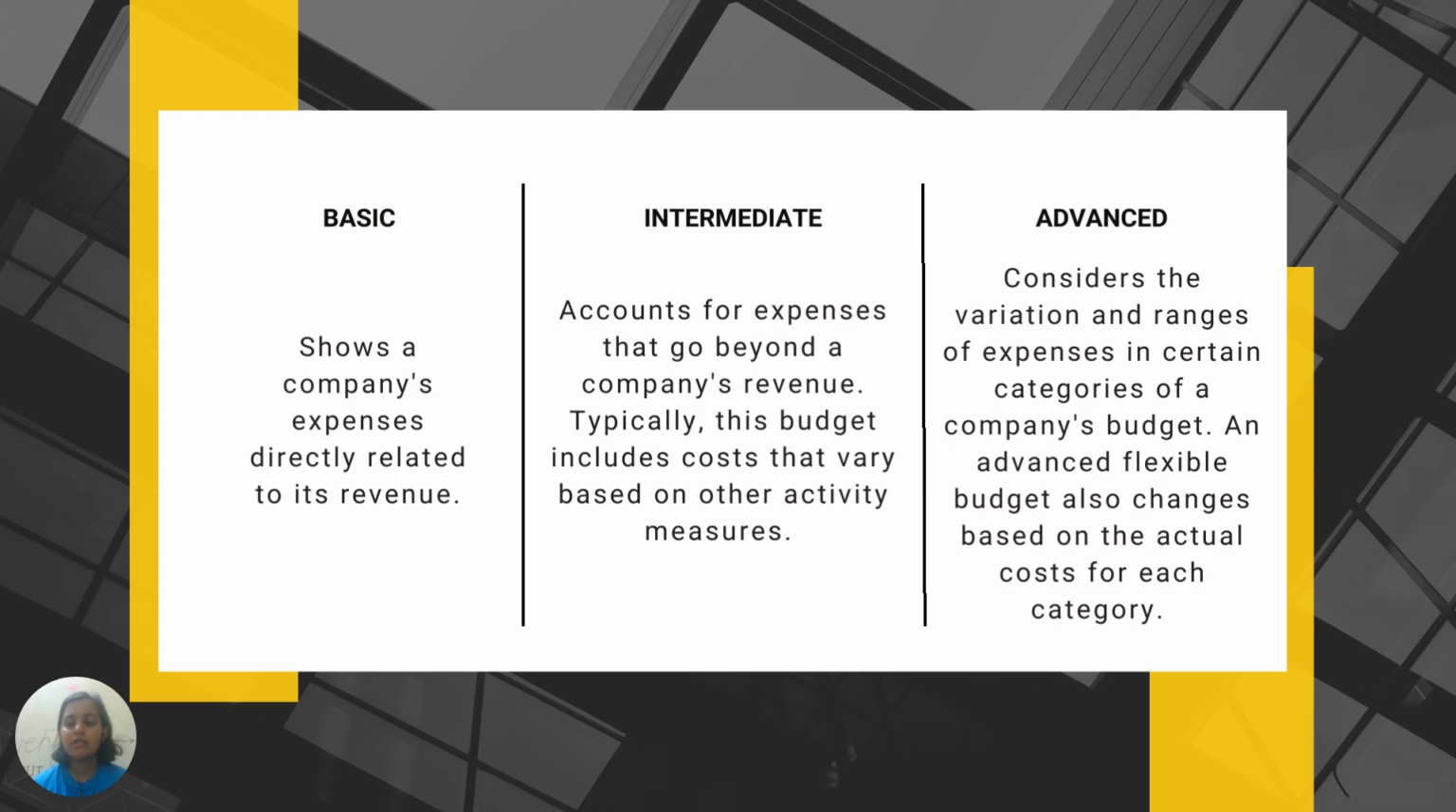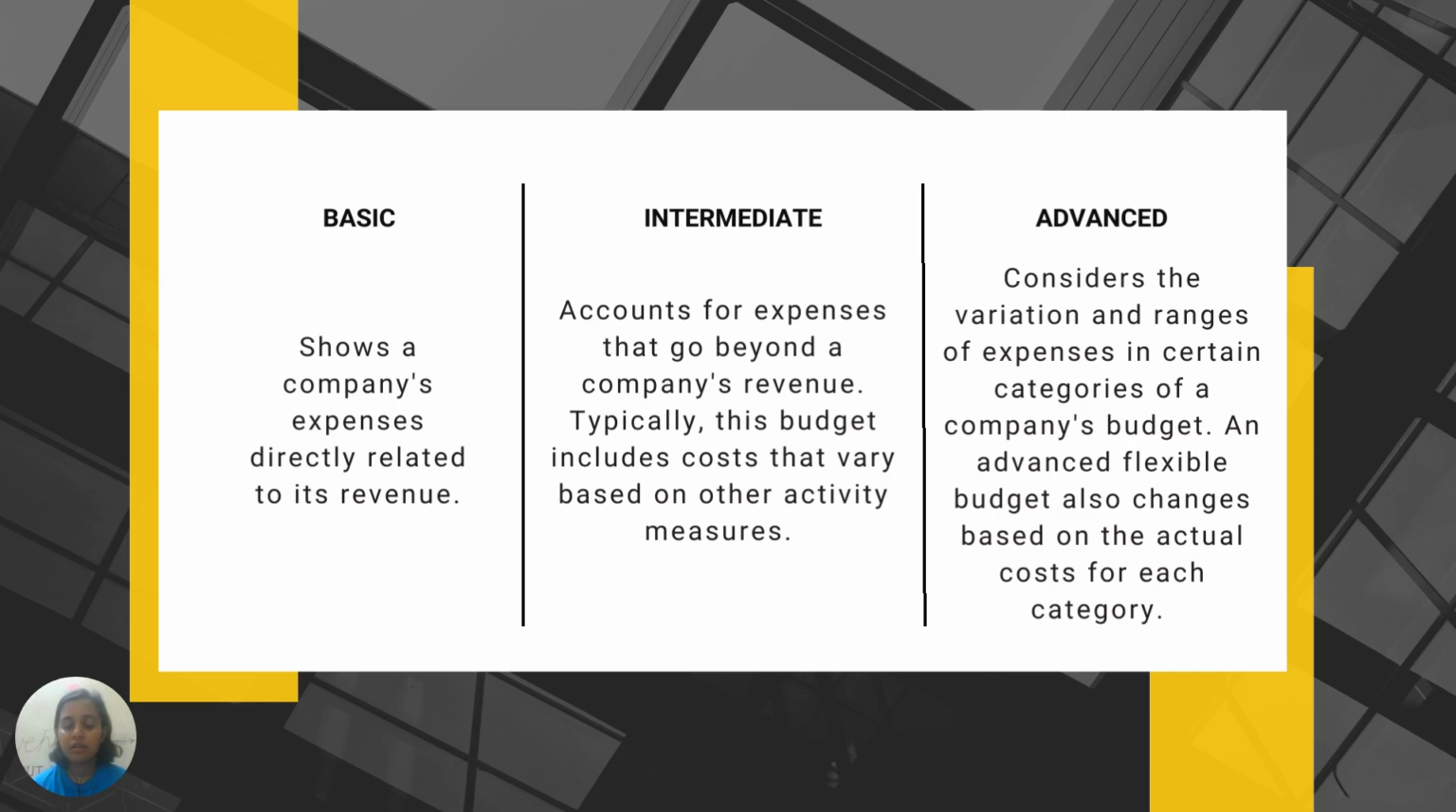The next is intermediate. The intermediate budget accounts for expenses that go beyond a company's revenue. This budget includes costs that vary based on other activity measures. So, an example would be a business's insurance policy that may vary based on the company's number of employees, and the scenario in which the company may increase the number of new employees in future.